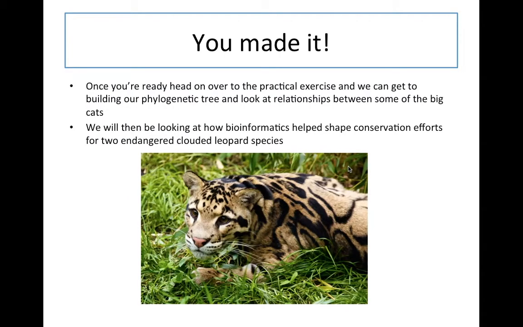Once you're ready, head on over to the practical exercises and we can get to building our phylogenetic tree and look at the relationships of some of the big cats. So we're going to be taking a look at how bioinformatics helps shape conservation efforts for the 2 endangered clouded leopard species. So take a break, guys, have a look at the extra resources, and then when you're ready I'll see you over in the practical section.